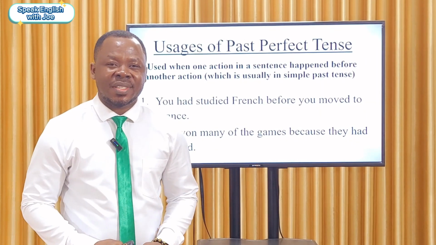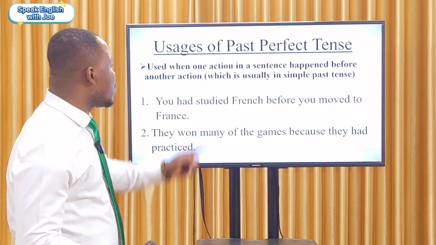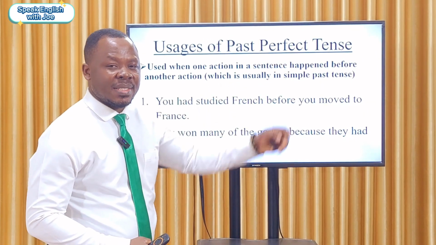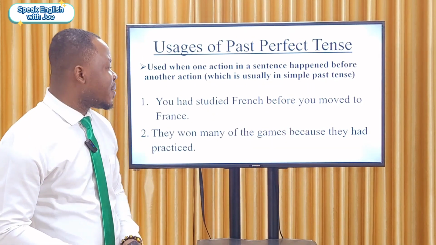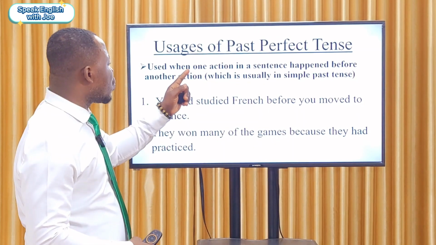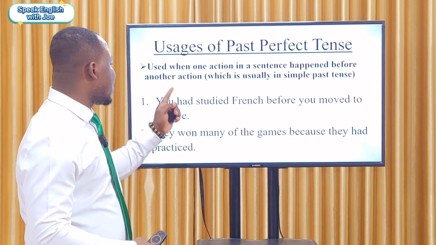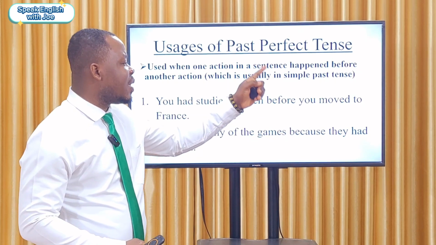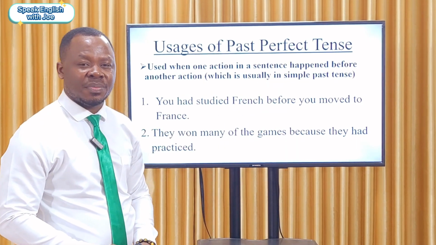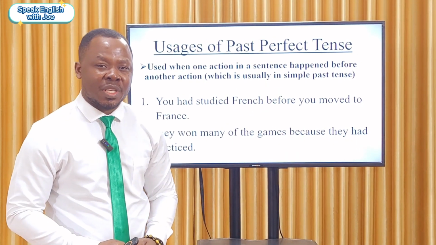At this point, we are going to look at the usages of the past perfect tense. And first, the past perfect tense is used when one action in a sentence happened before another action, which is usually in simple past tense. Now, let's look at some examples.